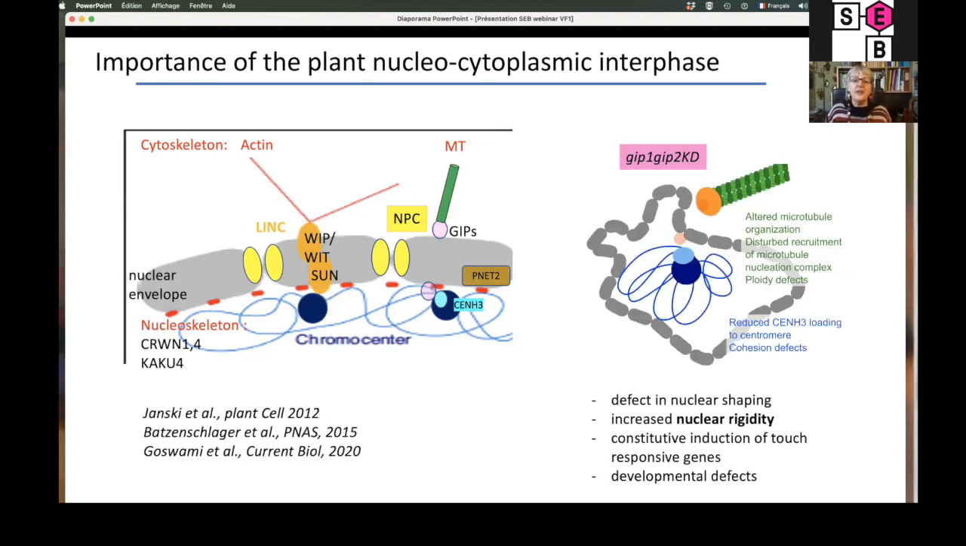Previously, we have also shown in our team that the knockdown of the GIP1 and GIP2 genes induces disorganization of the microtubule network, a disturbance of recruitment of microtubule nucleation complexes, but also defects at the centromeric level in terms of loading of cohesin at the centromeres, and cohesion defects. And in addition, we also observe a defect in nuclear shaping, an increased nuclear rigidity in terms of mechanical properties of the nucleus, with a constitutive induction of touch responsive genes and also induction of developmental defects.